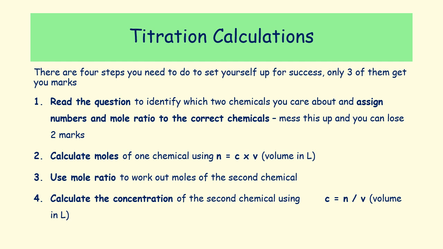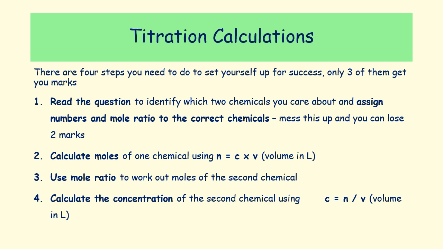Once you've set yourself up for success by writing down everything you know, you go through the 3 steps for getting marks. Calculate moles using n equals c times v. Remember to turn your volume into litres. Then you have to use the mole ratio. You do not get a mark for just writing the ratio, and you do not get a mark for writing a random number and using the ratio on it. It has to be using the ratio on a calculated value.